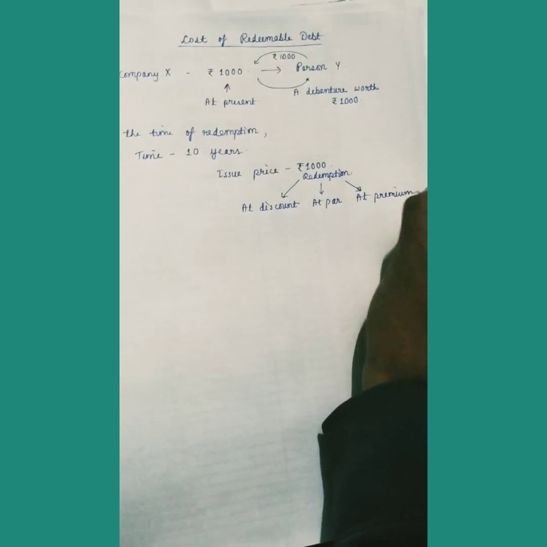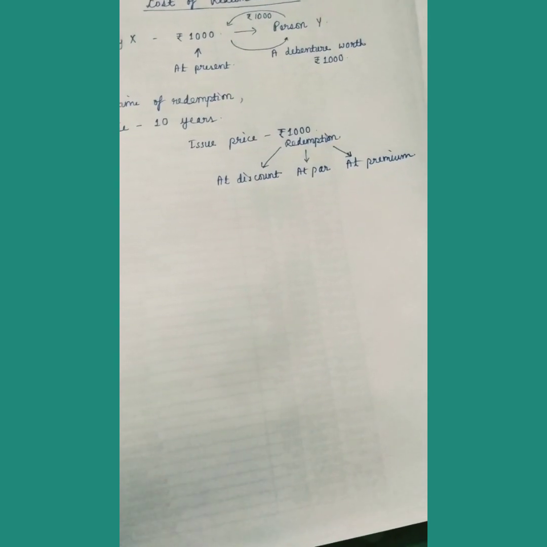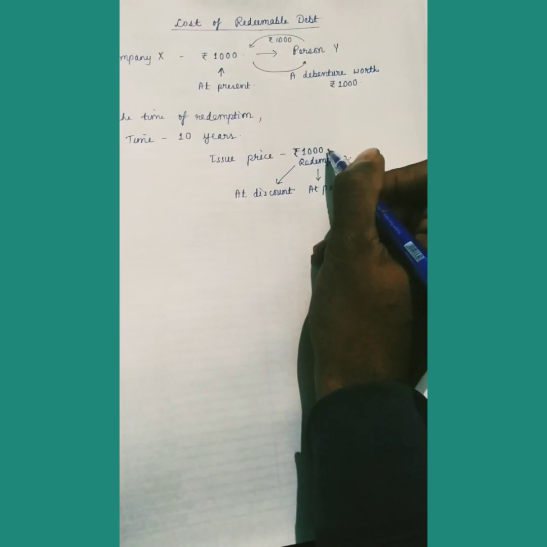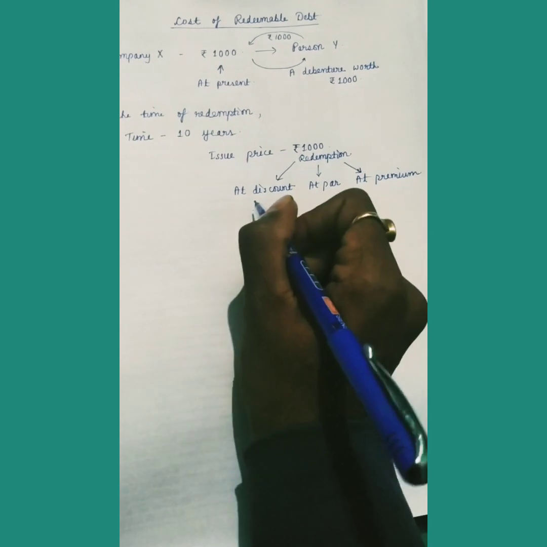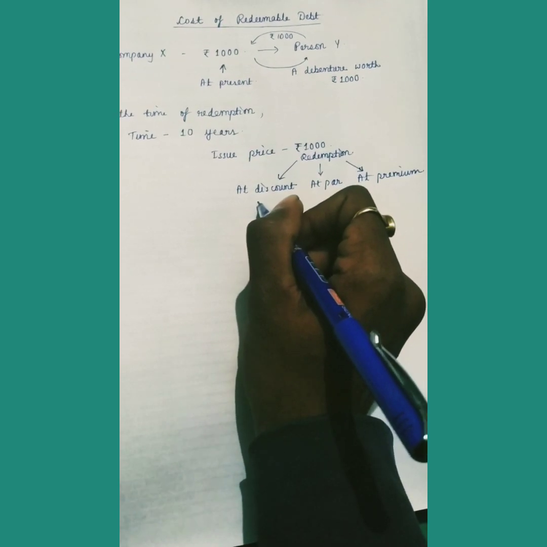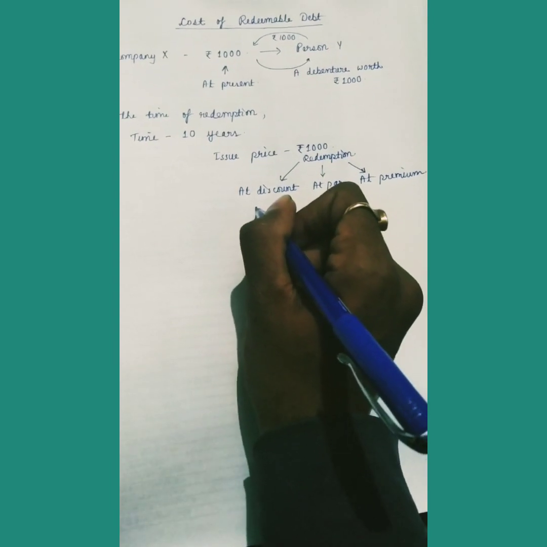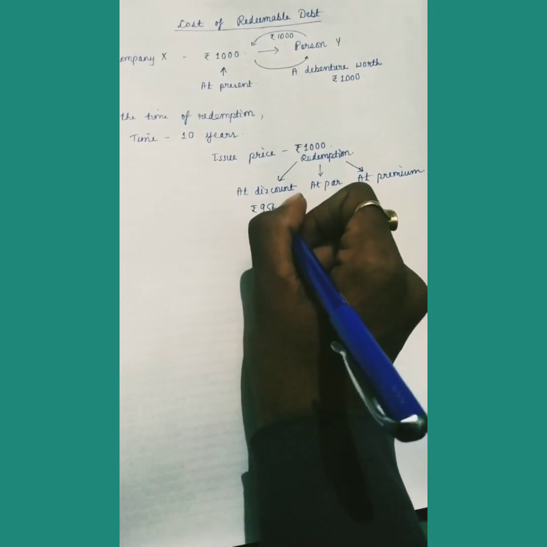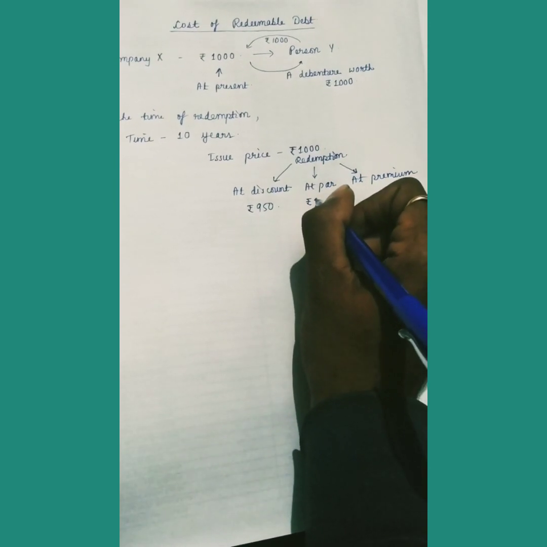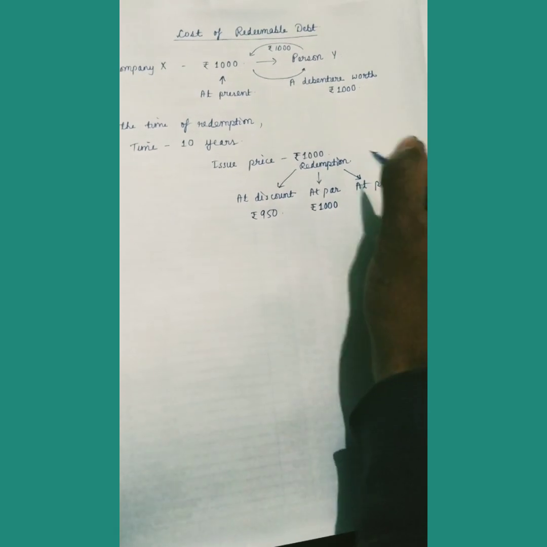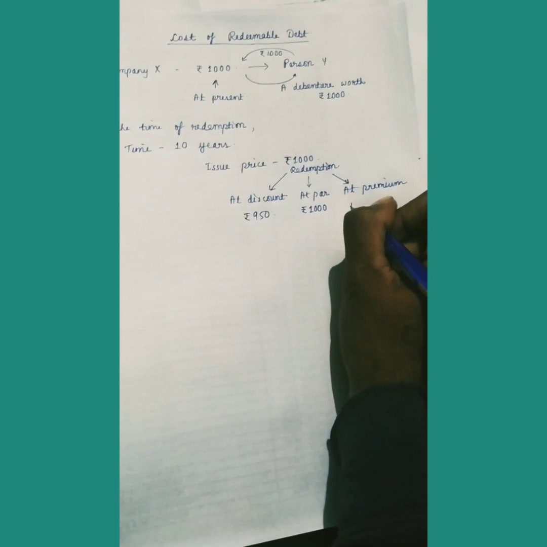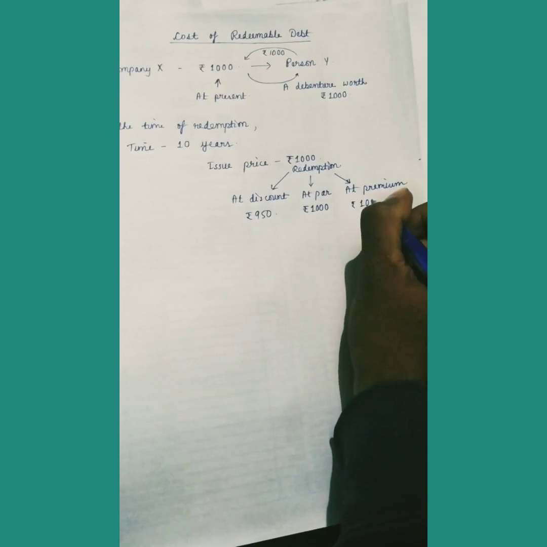So in the case of redemption at discount, company X will pay back an amount less than the face value, approximately any amount less than 1000. Let us take the example of rupees 950. Fine. When it is redeemed at par, company X will pay back rupees 1000, and in the case of redemption at premium, it will pay more than rupees 1000. So let us take rupees 1050.